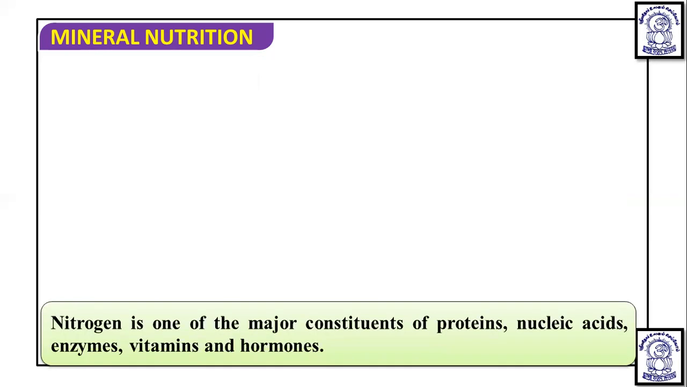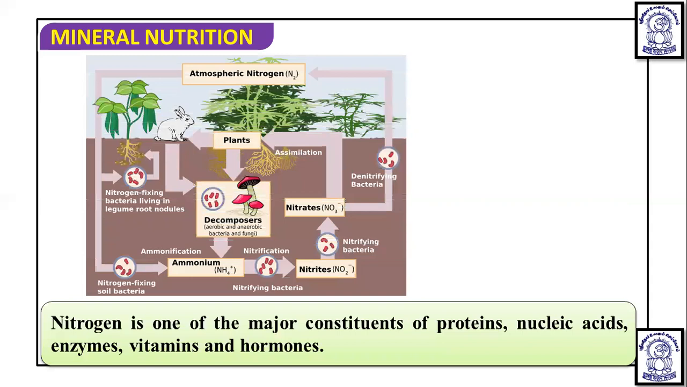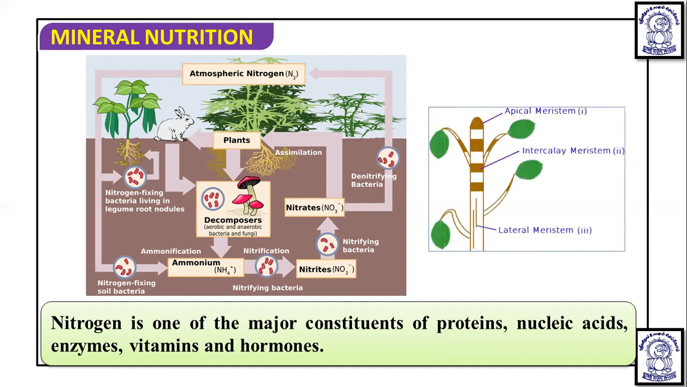Nitrogen is one of the major constituents of proteins, nucleic acids (DNA and RNA), enzymes, vitamins, and hormones. It also plays an important role in the nitrogen cycle, which we will discuss during nitrogen metabolism. During this process the nitrogen content within the soil is also enriched. So nitrogen is an important element, required in the greatest amount, and obviously required by meristematic activity and dividing cells.